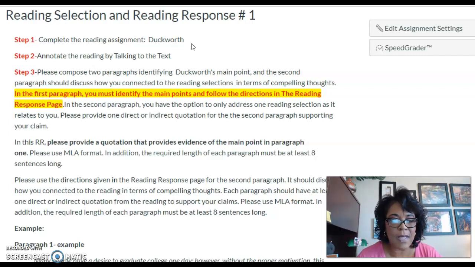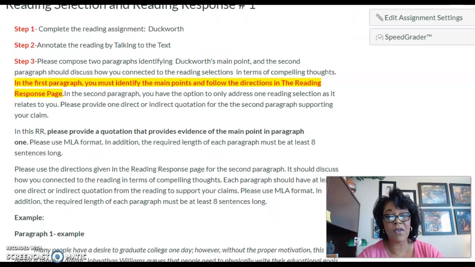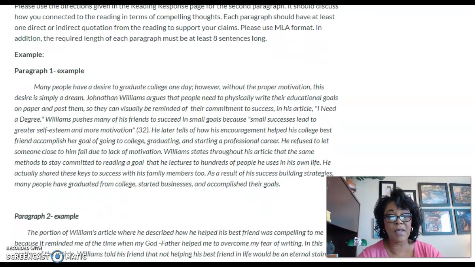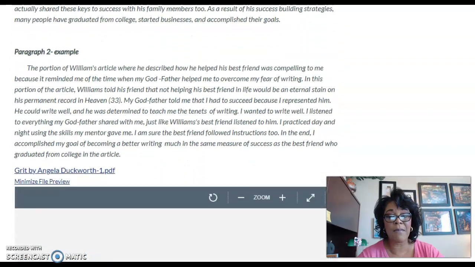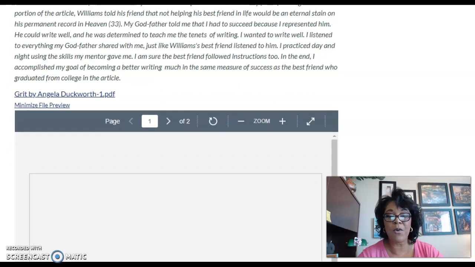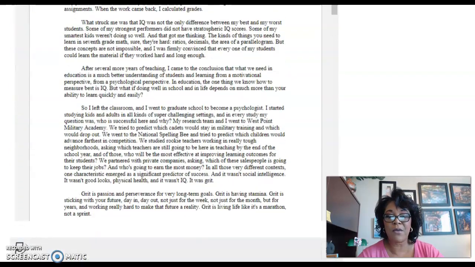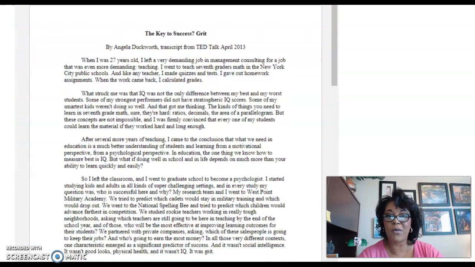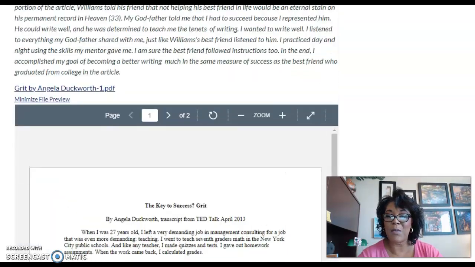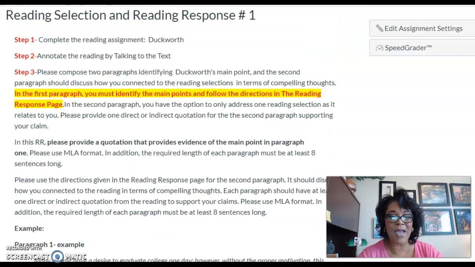Okay, and then it says step number 3, please compose 2 paragraphs identifying Duckworth's main point. We've already talked about paragraph number 1 and paragraph number 2. And for those of you who needed a reminder, I have paragraph number 1 and paragraph number 2. And then you're going to submit your information right after that. This is the reading assignment right here, okay? And someone already did it, so yay! Hopefully that person did the reading before they started.